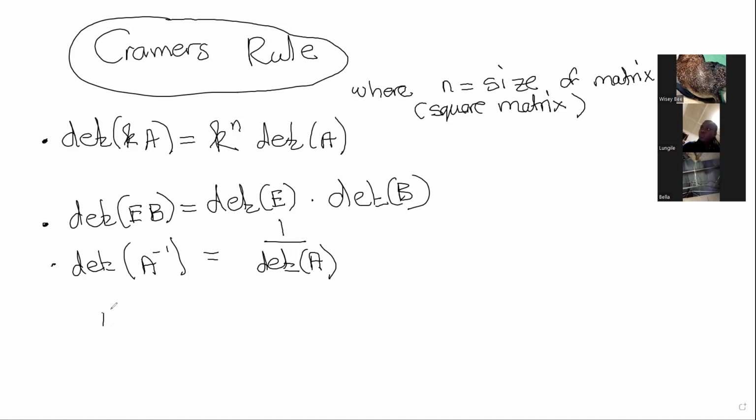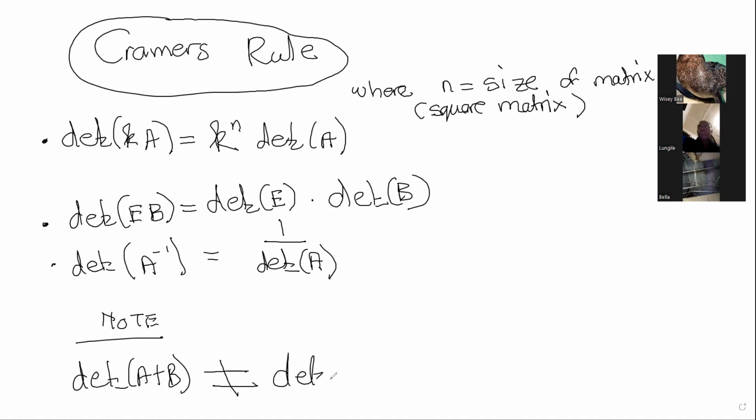Just not this one. The determinant of A plus B is not equal to the determinant of A plus the determinant of B. It is not. If they ask you to find the determinant of A plus B, you need to find A plus B first, because this doesn't apply. Hopefully we can find questions that ask about this, because I didn't prepare questions for this, but I know there is one. I can't remember which assignment.